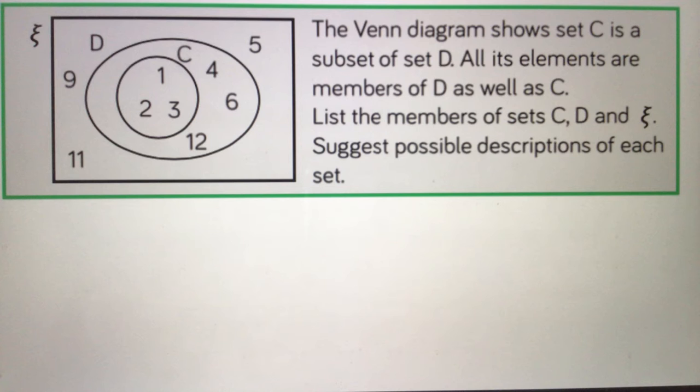Suggest possible descriptions of each set. Okay, so set C, in nice pink color there, are the numbers 1, 2, and 3. And C is part of D. So everything that's in C is part of D, but not everything in D is part of C. So let's put those in blue, because it's a nice pretty color.